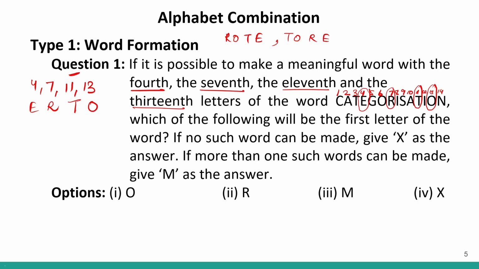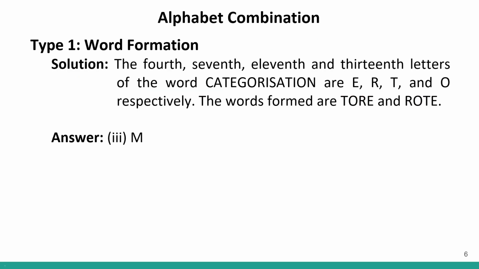Now what do we have to do? If one word was formed, we had to mark the first letter. But now we can have R as the first letter also, and we can have T as the first letter also, right? If no such word is formed, we have to mark X. But now I have 2 words with me. If more than one such word can be formed, we have to mark M. So more than one has been formed. My answer will be option number 3, M. Since there were 2 words, answer will be option number 3, M.